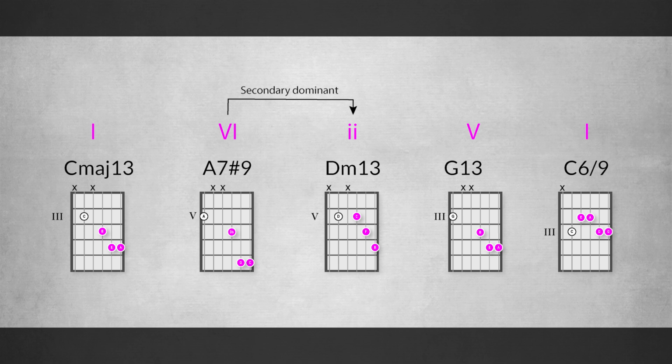D flat, G and C on top of the root A creates an A7 sharp 9 sound. C, F, B on top of a D root creates a D minor 13 sound. And F, B, E and A on top of the root G creates a G13 sound. So now we have this progression. By using these quartal chords, the progression sounds really open, modern and ambiguous.